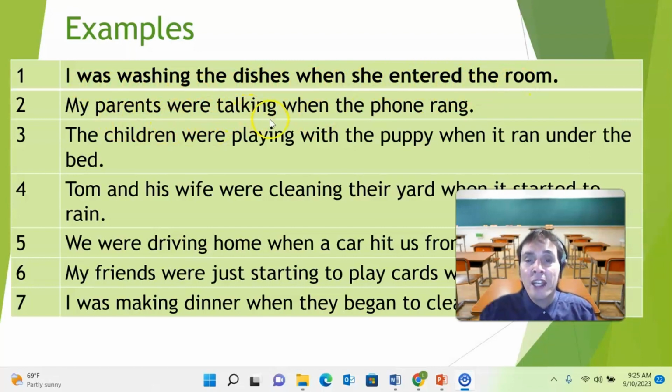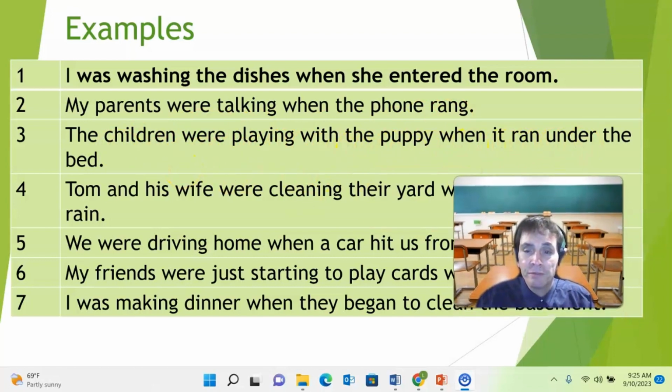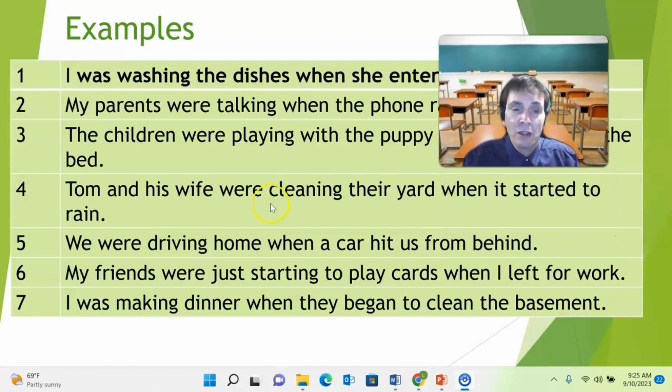My parents were talking when the phone rang. The children were playing with the puppy when it ran under the bed. Tom and his wife were cleaning their yard when it started to rain. We were driving home when a car hit us from behind. My friends were just starting to play cards when I left for work. I was making dinner when they began to clean the basement.